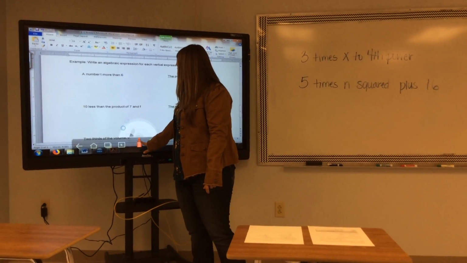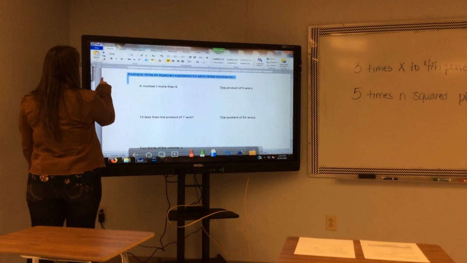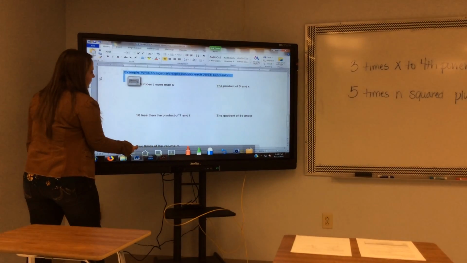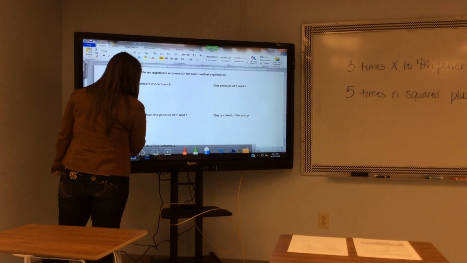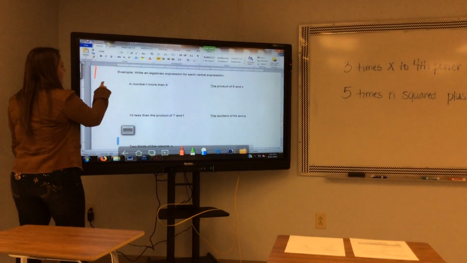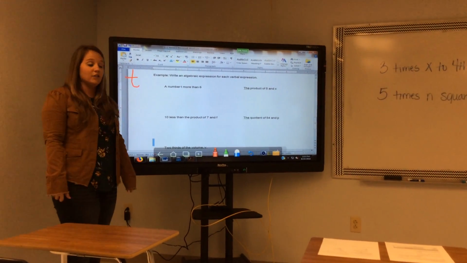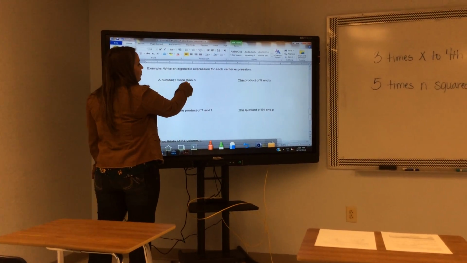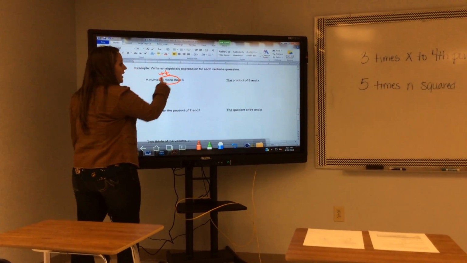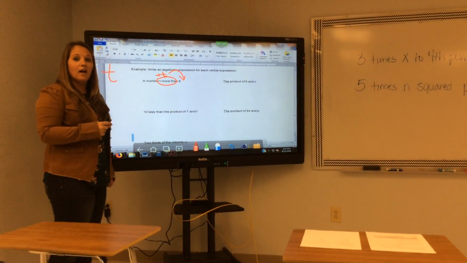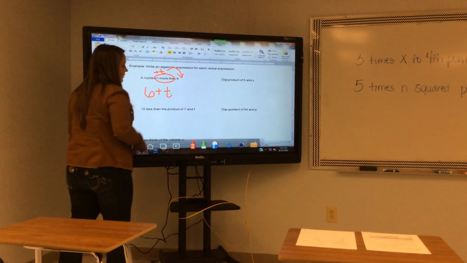If you remember earlier, we talked about the letter T is a dangerous letter, so when you write it, you want to make sure that you write it in a scripted form. So you want to make sure that T has a tail, so it's not misinterpreted as an addition sign. So a number T more than 6. So T more than means I'm going to add T, and I need to make sure that I put that at the end of that sentence, so it's going to be 6 plus T.